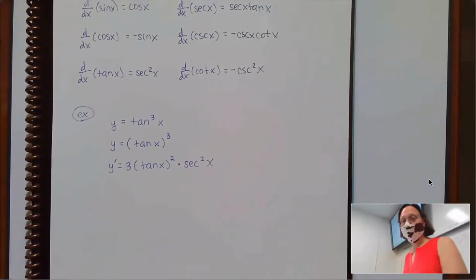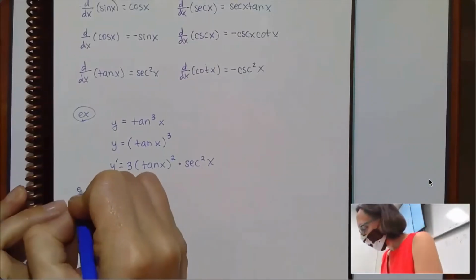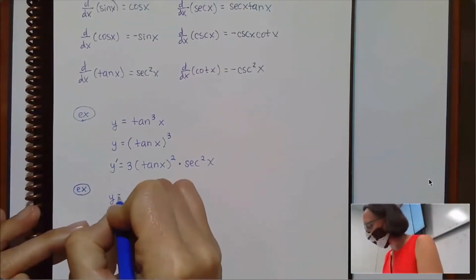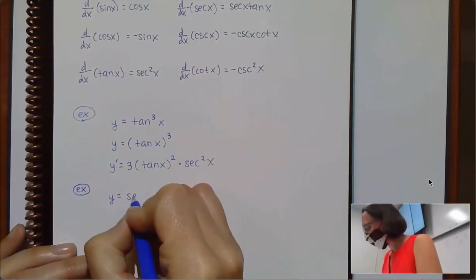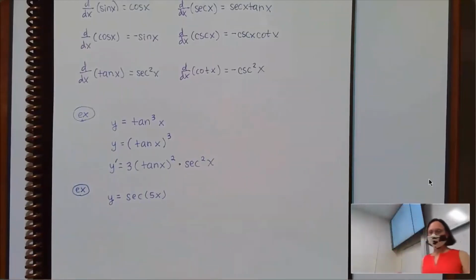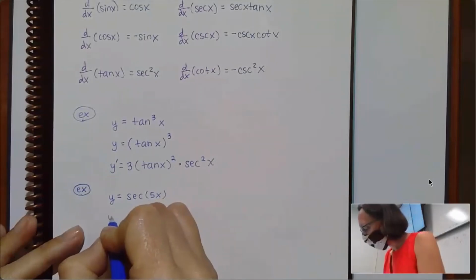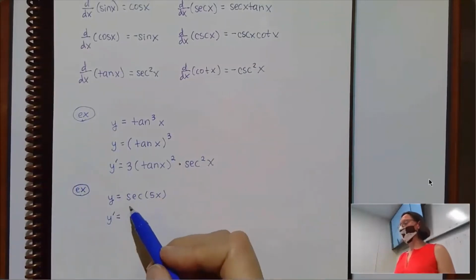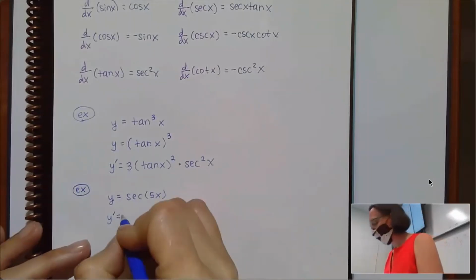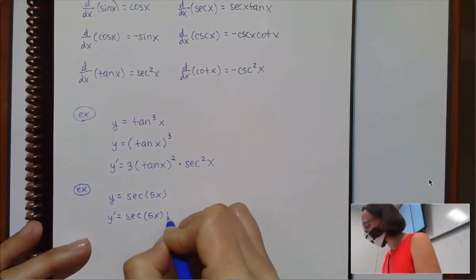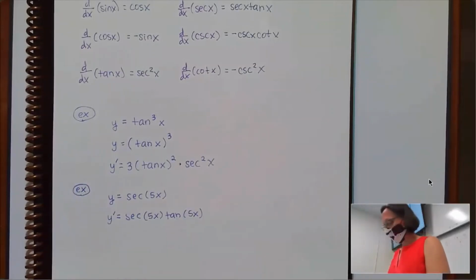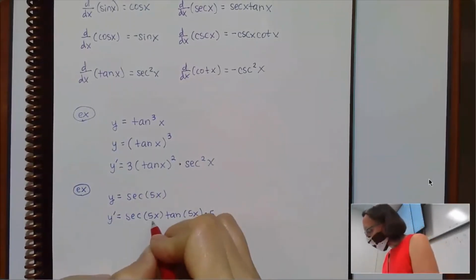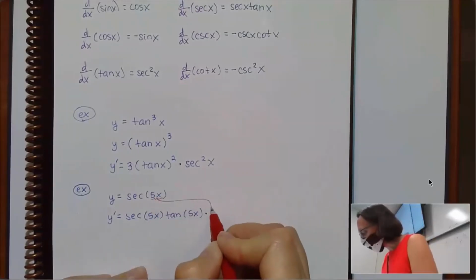Other deceptively nice ones. Somehow when we just have numbers, those feel harder somehow. So if I had secant of 5x, when I go to take the derivative, that outside function is the secant part. So I'm saying, okay, what's the derivative of secant of something? It's secant of that something times tangent of that something times, and then here's the chain rule part. I need to multiply by 5 because it's the derivative of that inside function.